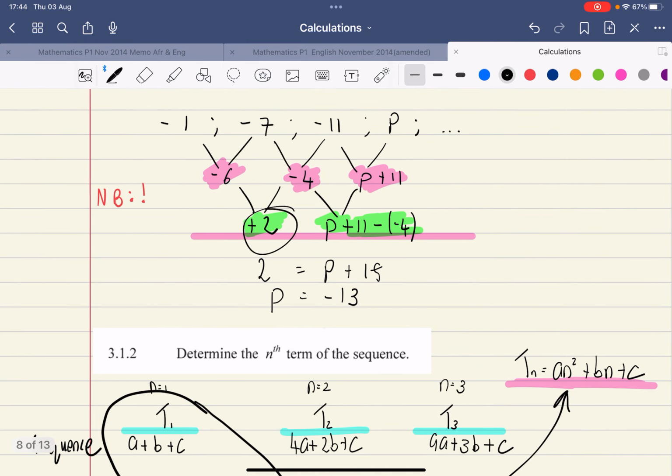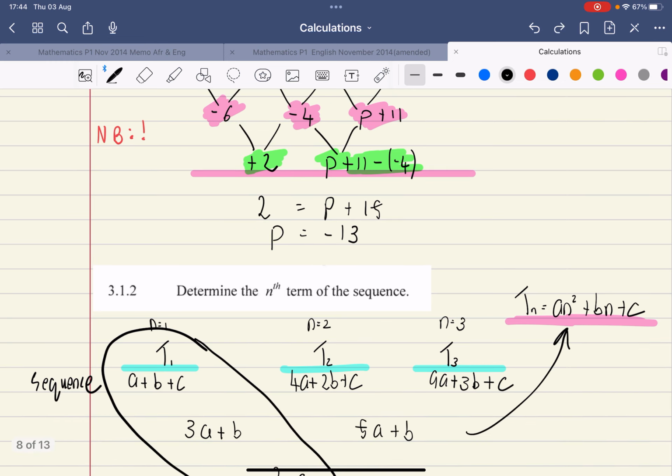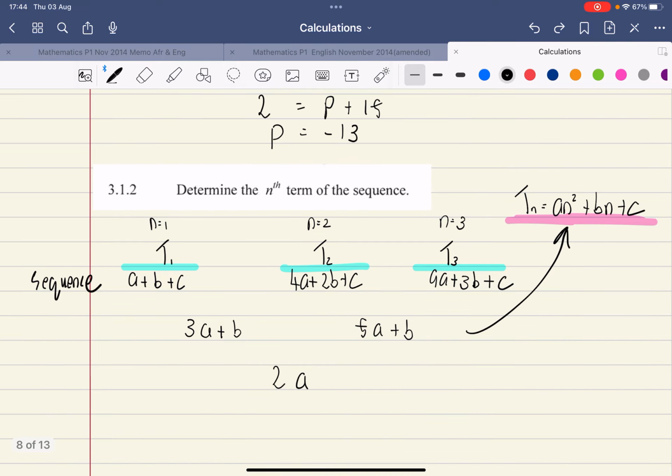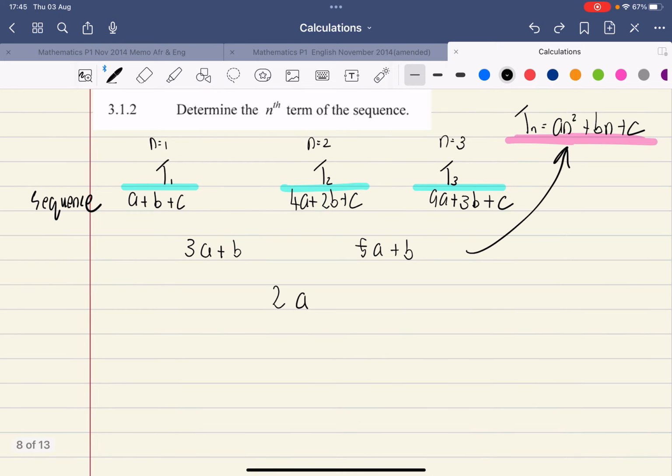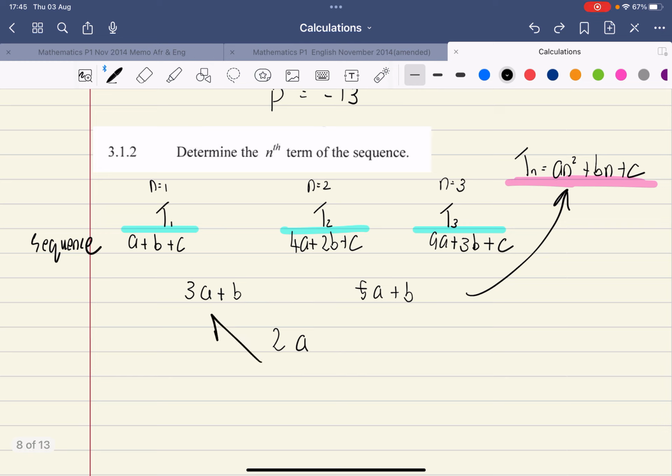equal to these values and so on in order to determine A, B, and C to set up our general quadratic nth term formula. The easiest is to begin with the variable that only appears once, and that will be 2A. Then we would move upwards. Because we know A, we can then calculate B. And once we know A and B, we move upwards and we can calculate C, thus finding all the variables we need.